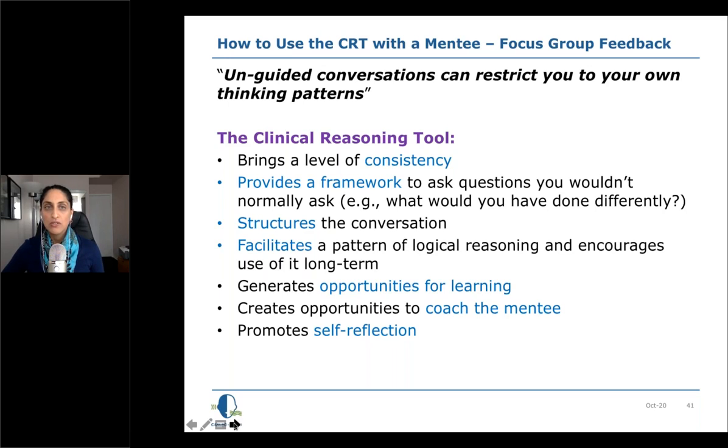So the clinical reasoning tool is a nice tool in that it brings a level of consistency to these conversations. It provides a nice framework, and it provides an opportunity to ask questions you wouldn't normally ask, like that reflection question: if you saw this patient again, what would you have done differently? It structures the conversation and facilitates a pattern of logical reasoning, and it generates opportunities for learning, coaching, and self-reflection.